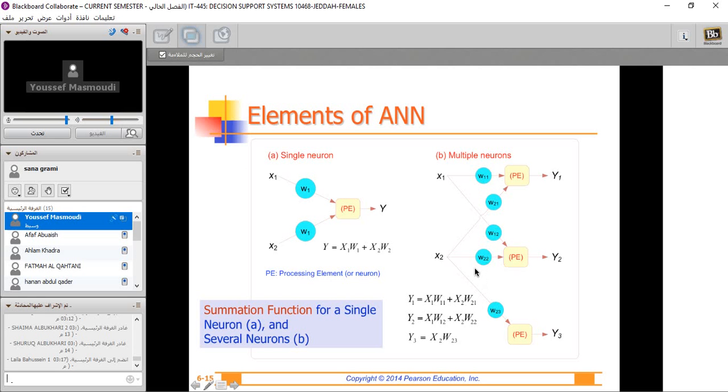So these are the weights, the weight of each input. Okay, then each neuron will give you a result. This is the first output, this is the second output, and this is the third output. The first output is computed as the first input multiplied by the first weight plus the second input multiplied by the second weight. And in the same manner we will compute the second output, and the third output.